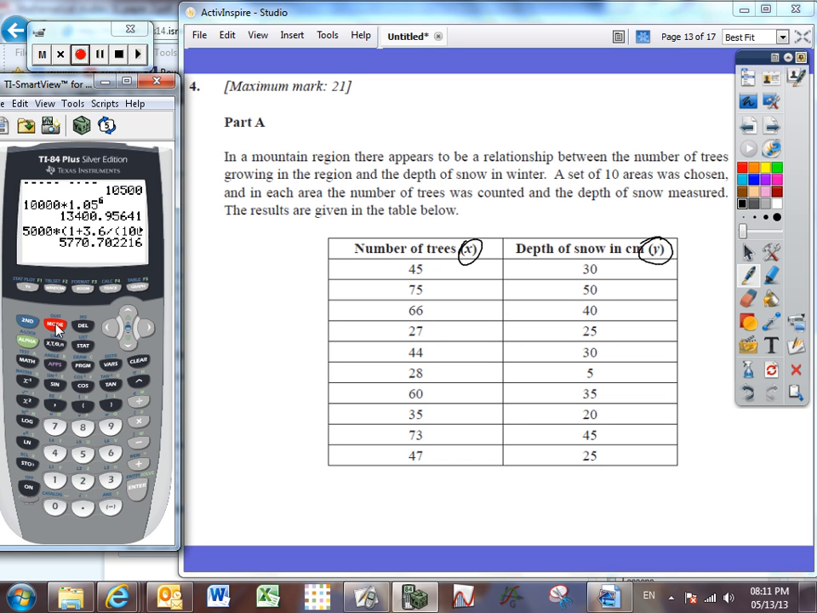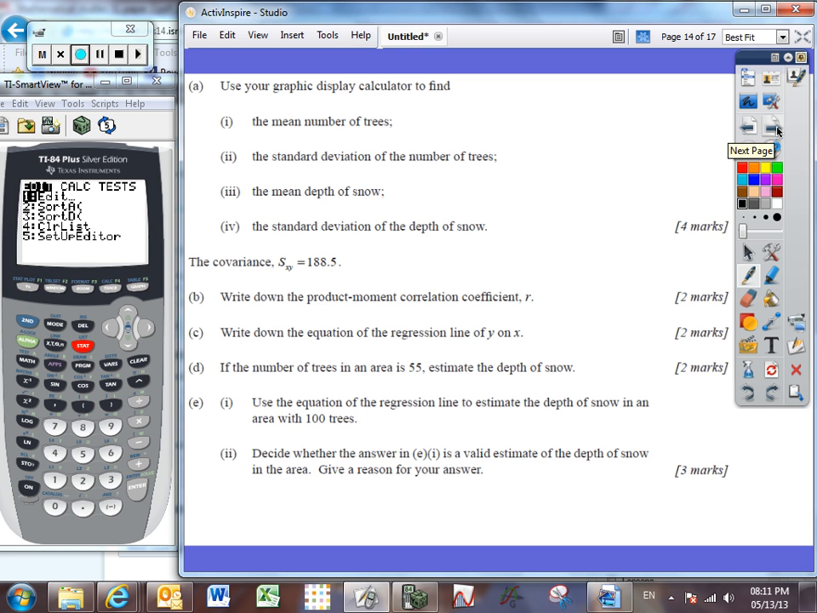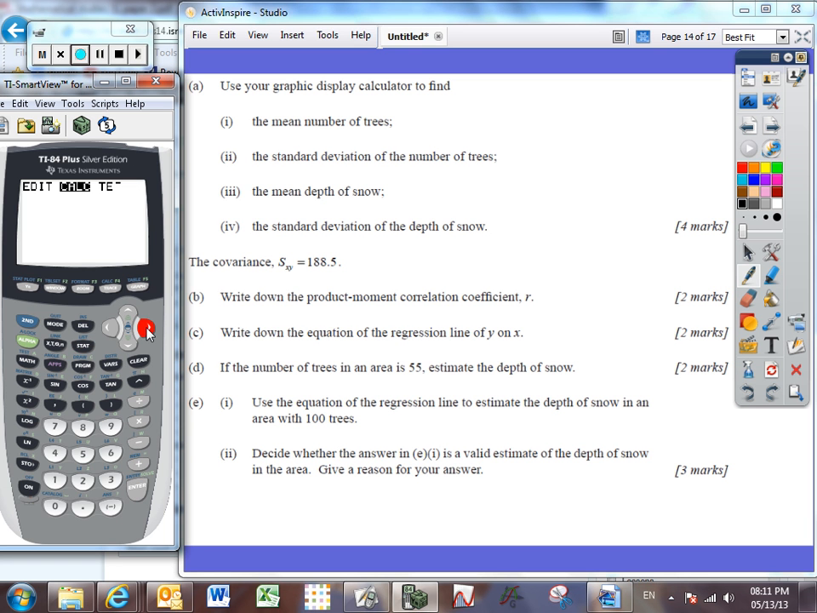I'm going to go to stat and I want to calculate. Oh, I guess I don't know yet, do I? Let's look at the question. It says I need to calculate the mean number of trees. So let's calculate. Because I've got two different variables in there, let's go to 2-Var Stats. And obviously I'll be doing list 1 and list 2. Those are my only two lists.